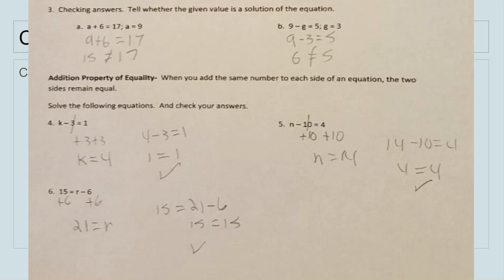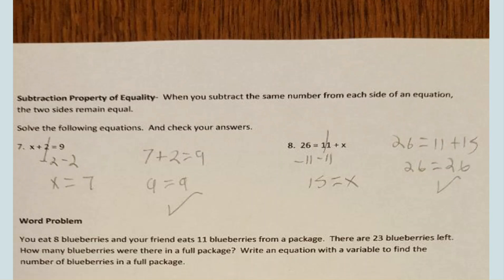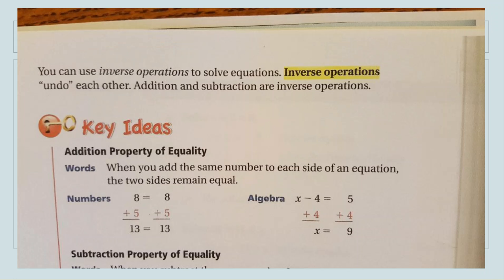I then reintroduced the idea of the addition property of equality and the subtraction property of equality, and asked her to solve a few more problems without using the manipulatives by keeping both sides of the equation in balance, and she was able to do so, as you can see here. I did not bring up the idea of inverse operations.